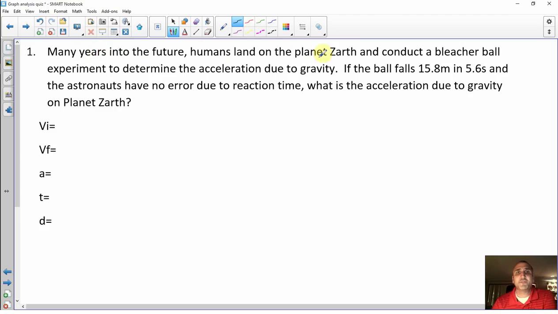Many years into the future, humans land on the planet Zarth to conduct a bleacher ball experiment and determine the acceleration due to gravity. You did the same thing. So if the ball falls 15.8 meters in 5.6 seconds and the astronauts have no error due to reaction time, what's the acceleration due to gravity on planet Zarth?